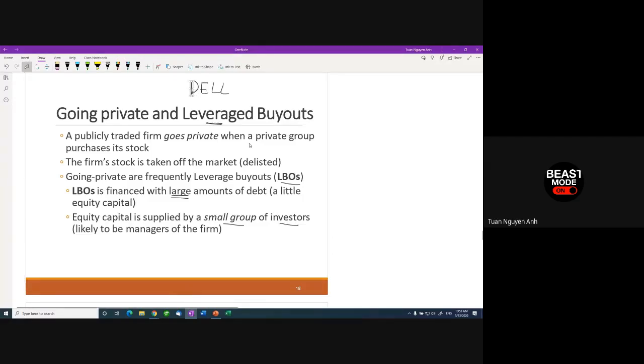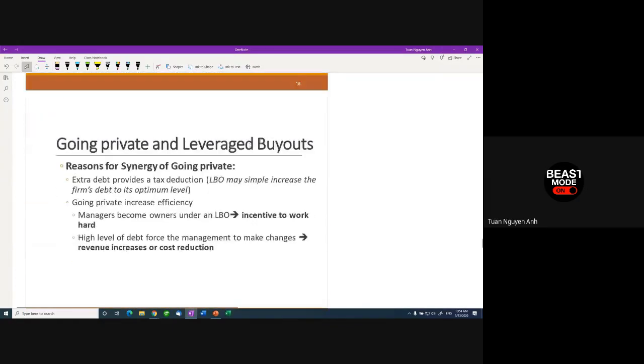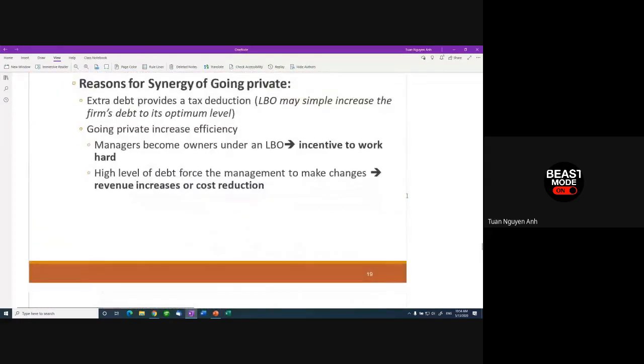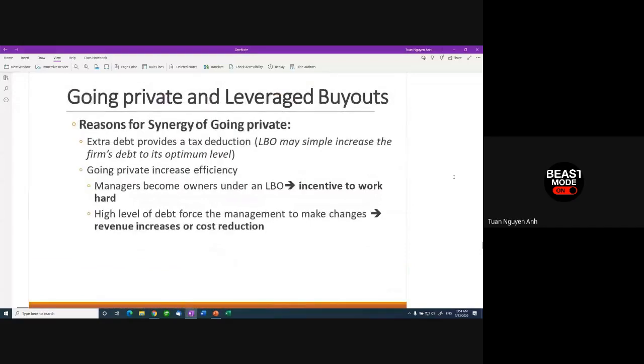Okay, let's move on. So there are some reasons, some synergy, for going private. There must be some benefit when they do something. The extra debt provides a tax deduction. Of course, you know that the higher the debt, the higher the interest, so the higher the tax shield from the interest. So the LBO may simply increase the firm's debt to its optimum level.